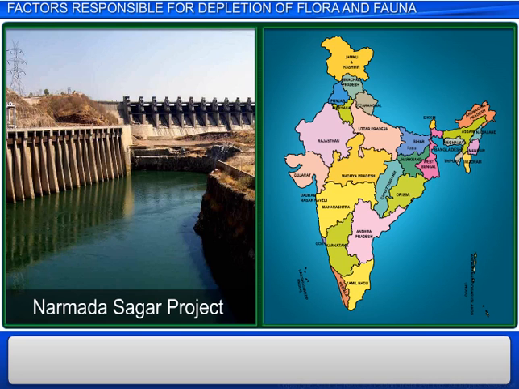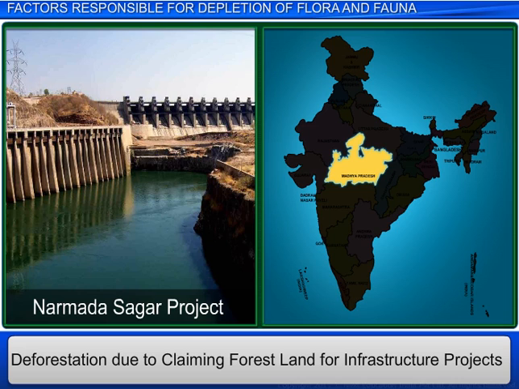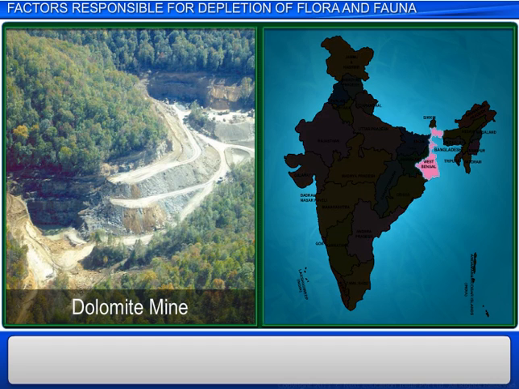The Narmada Sagar project in Madhya Pradesh alone will submerge 40,000 hectares of natural forests. Mining is another activity that contributes to deforestation. The Buxar Tiger Reserve in West Bengal faces serious threat from ongoing dolomite mining that has caused habitat destruction and blocked the migration routes of several animals like the Indian elephant.